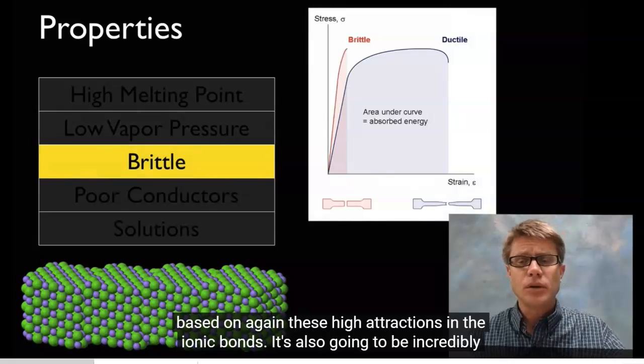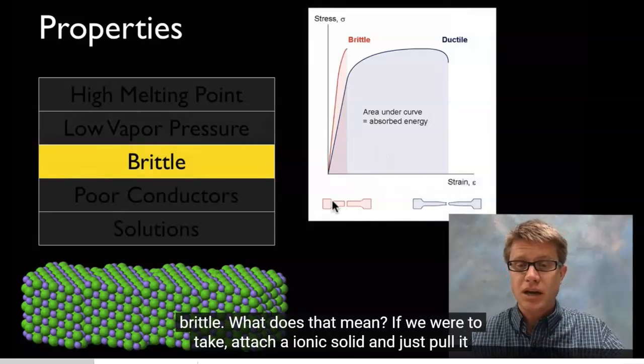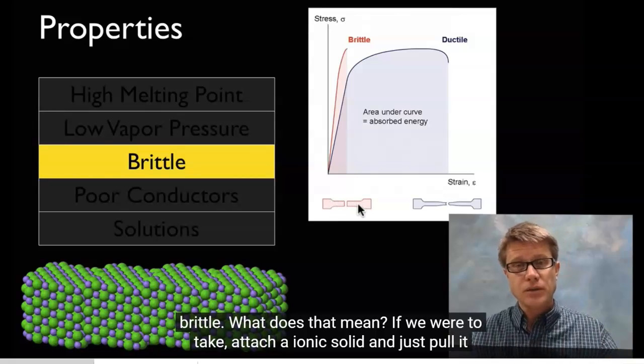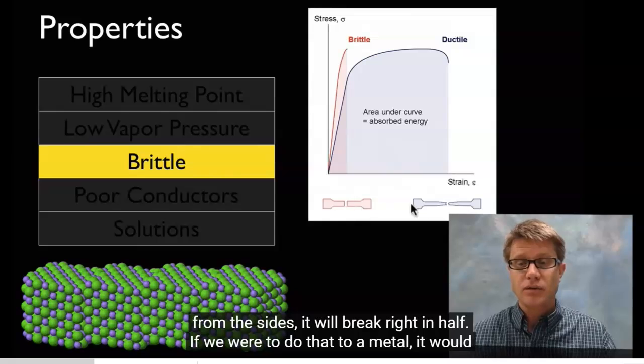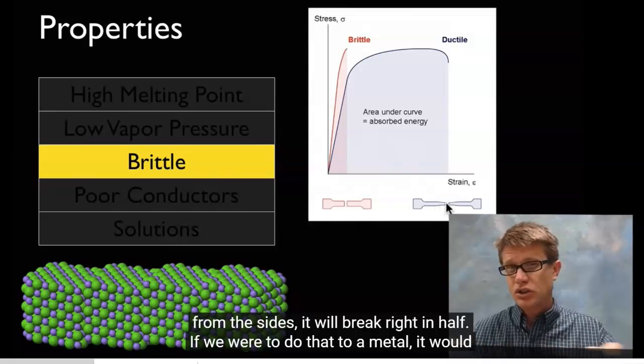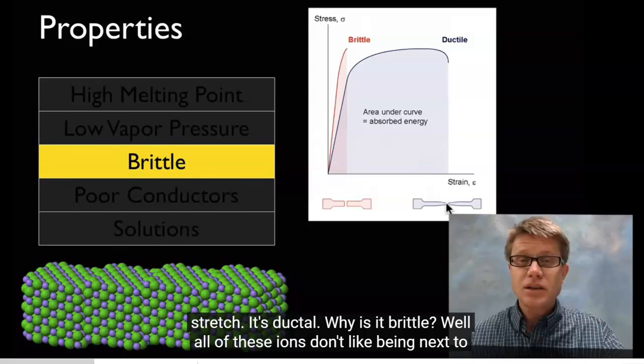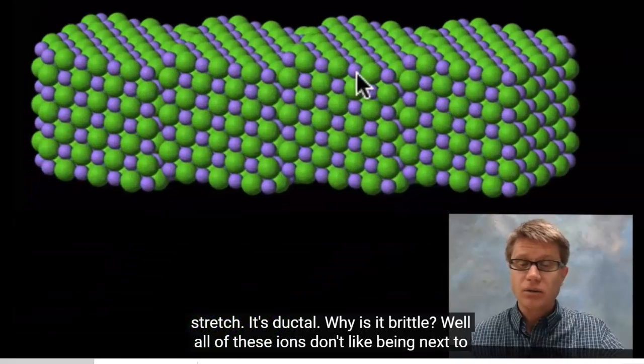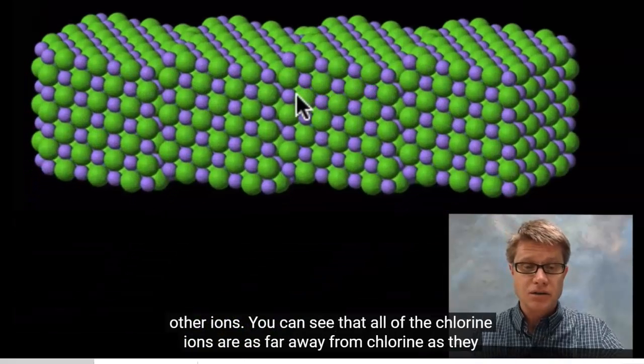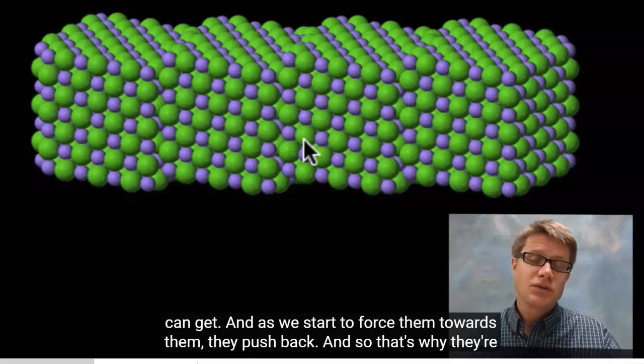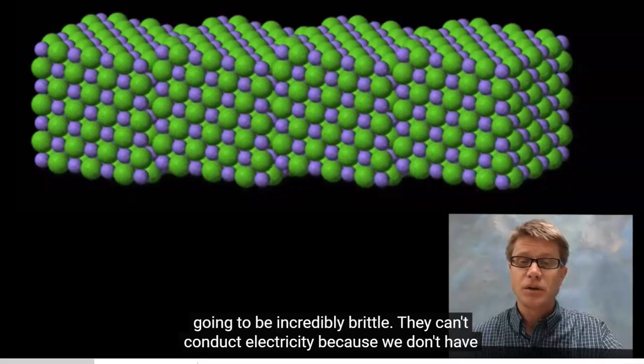It's also going to be incredibly brittle. What does that mean? If we were to attach an ionic solid and just pull it from the sides, it'll break right in half. If we were to do that to a metal, it would stretch. It's ductile. Why is it brittle? Well, all of these ions don't like being next to other ions. You can see that all the chlorine ions are as far away from chlorine as they can get, and as we start to force them towards them, they push back. And so that's why they're going to be incredibly brittle.